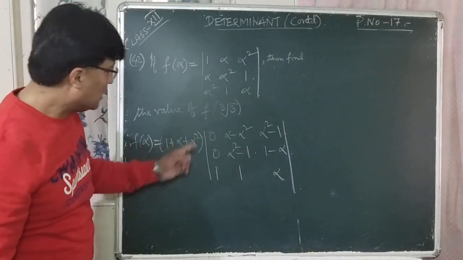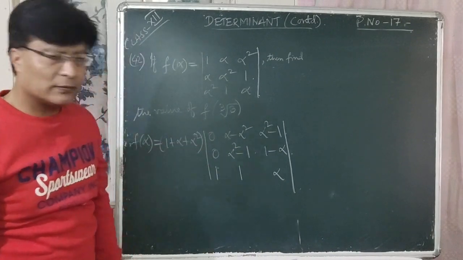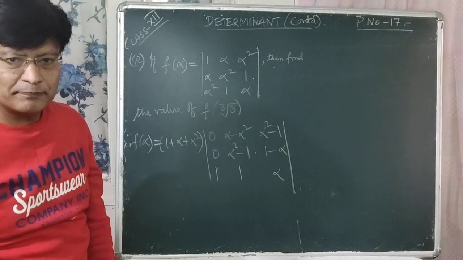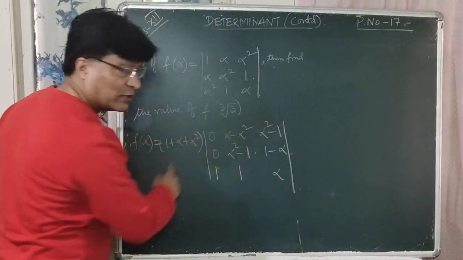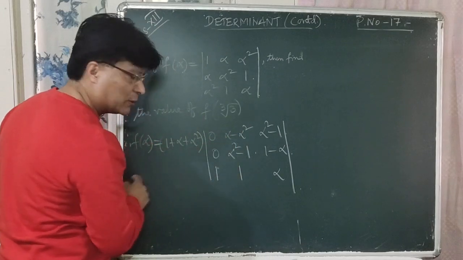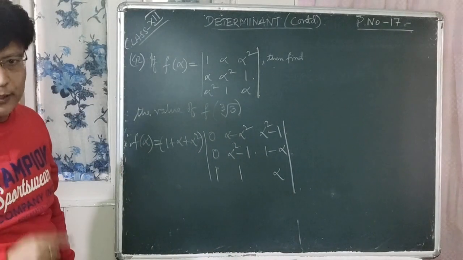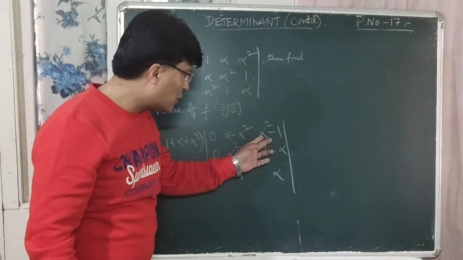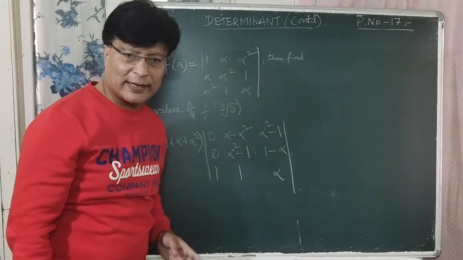So now, in the first column, there are 2 elements as 0. Now you can expand it, but before that, here you can take common, right? There is alpha minus alpha square, here alpha is taken common. This is alpha square minus 1, that is a square minus b square, a plus b into a minus b. Here also alpha square minus 1 is there. You can use the formula of a square minus b square like that.